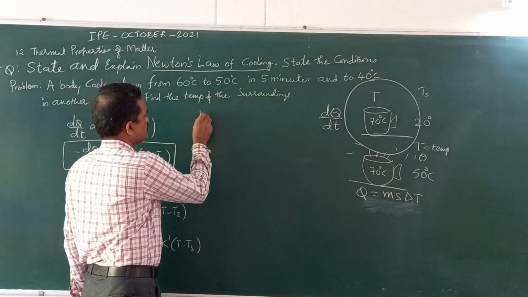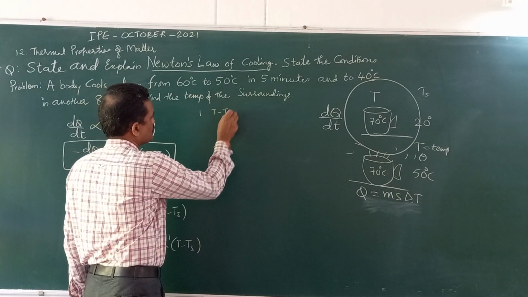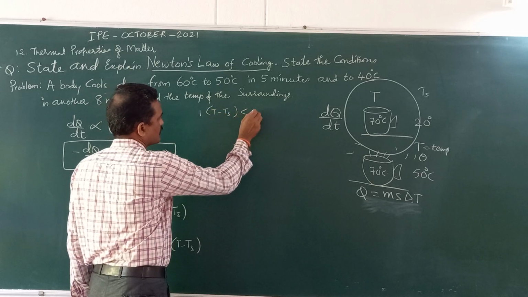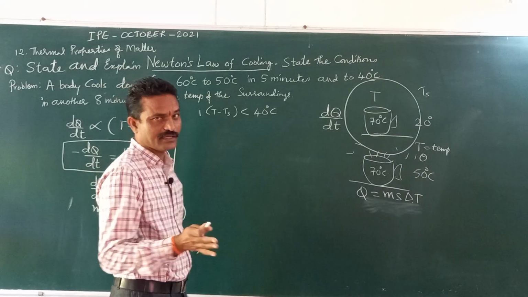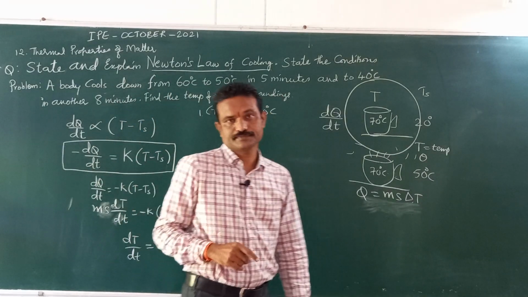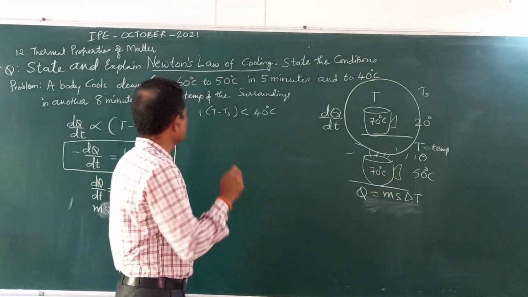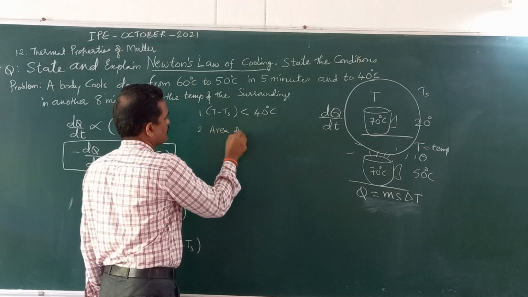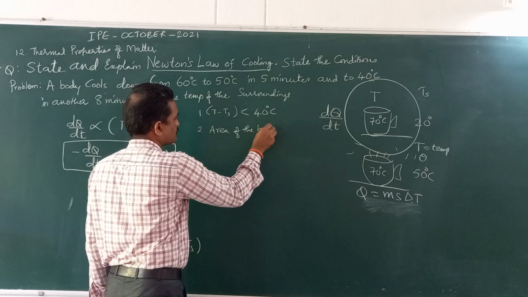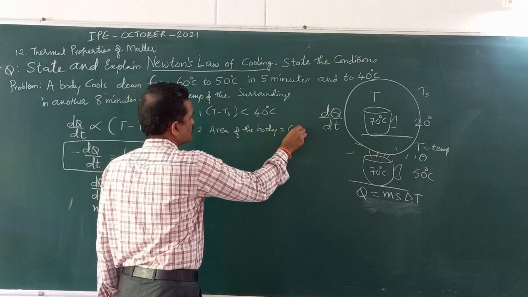The first condition is that the temperature difference must be less than 40 degrees Celsius. If the temperature difference is very high, Newton's law of cooling fails. This is the first condition. And the second condition is that the area of the object or body must be constant. It should not change. Why?